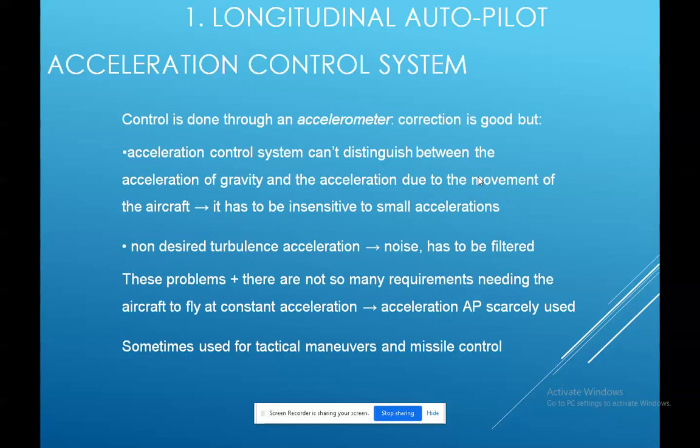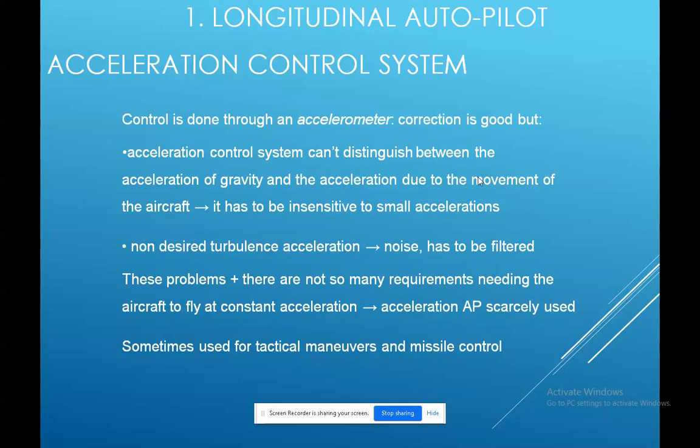The next is acceleration. Acceleration also means speed only. The speed control is done through the accelerometer. Here the correction will be very fine. The acceleration control system can't distinguish between the acceleration of gravity and the acceleration due to the movement of the aircraft.